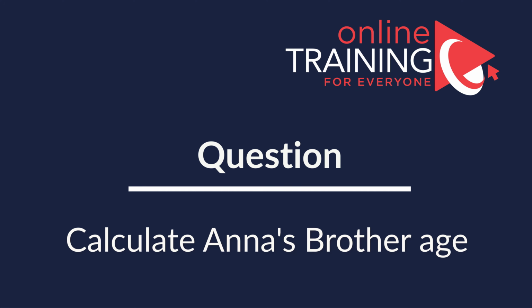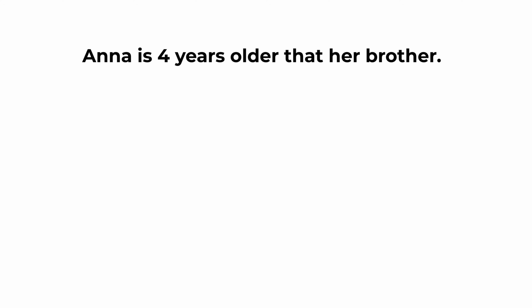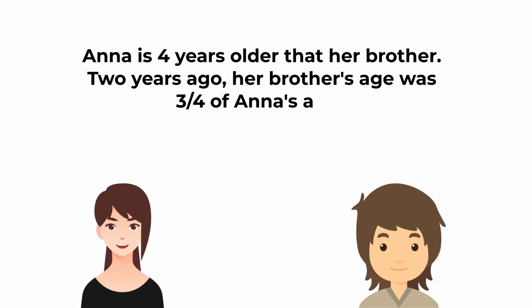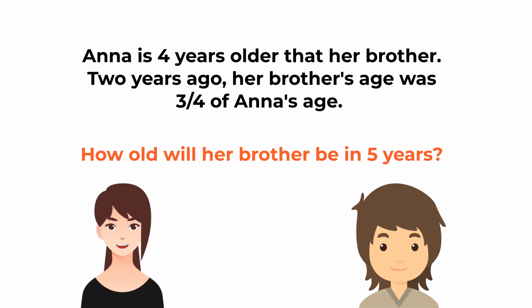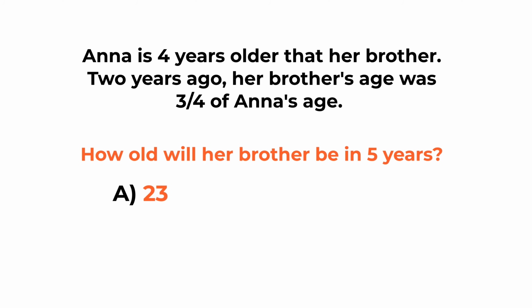Here's an excellent problem that you frequently see on the test. Anna is 4 years older than her brother. 2 years ago, her brother's age was 3/4 of Anna's age. How old will her brother be in 5 years? And you're presented with 4 different choices. Choice A, 23, choice B, 21, choice C, 19, and choice D, 18.